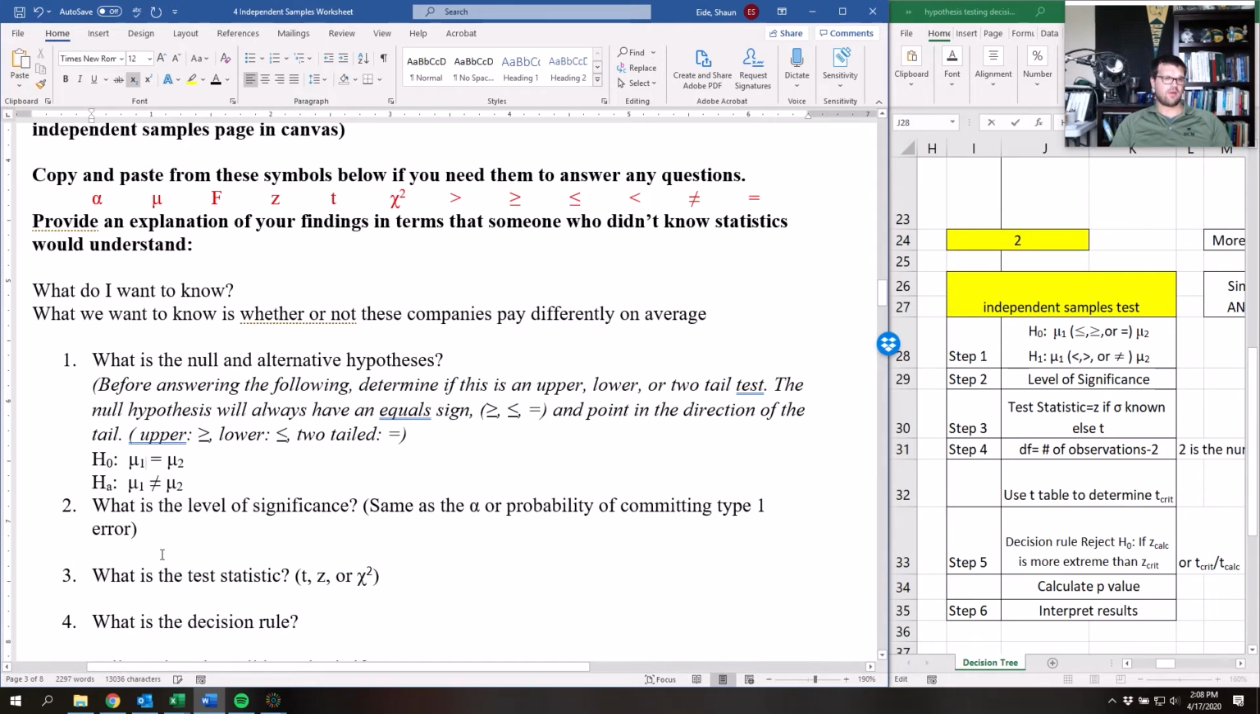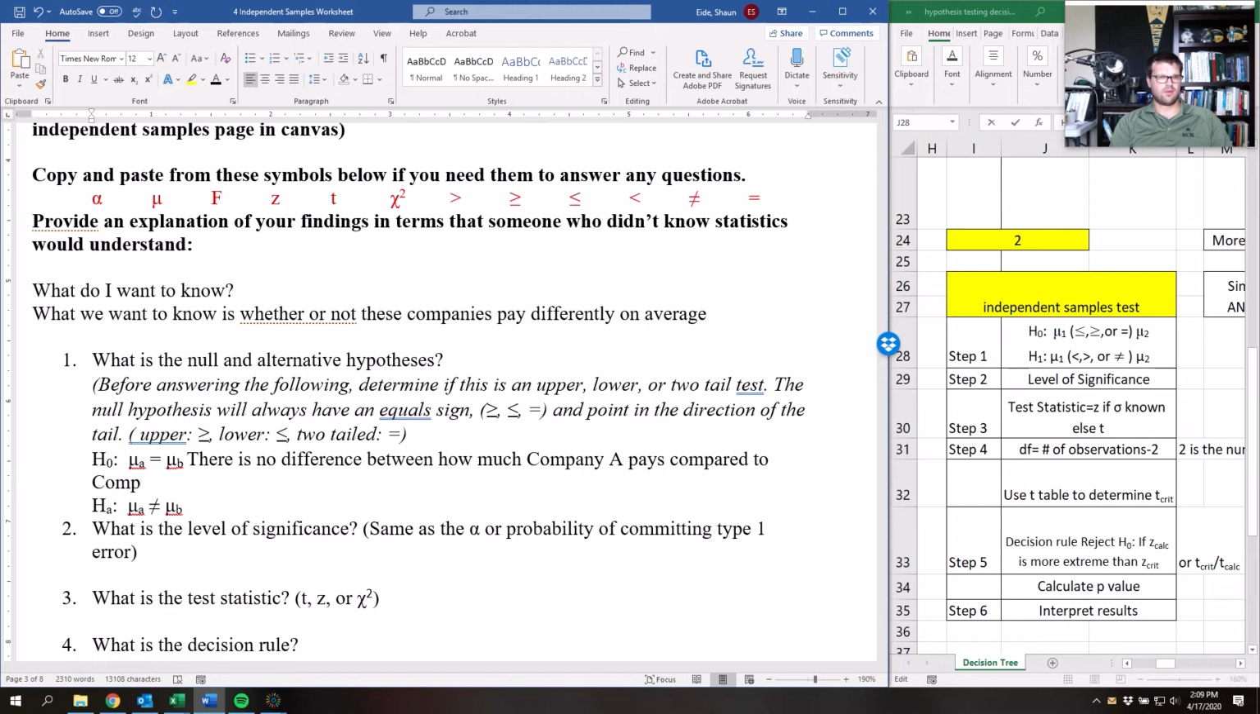Okay, and you can write this a few different ways. You can write it A and B, because we're dealing with company A and B. So if you do mu sub A is equal to mu sub B for the null hypothesis, what does this mean? What this means is there is no difference between how much company A pays compared to company B.